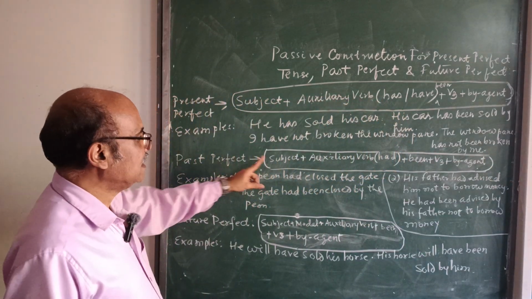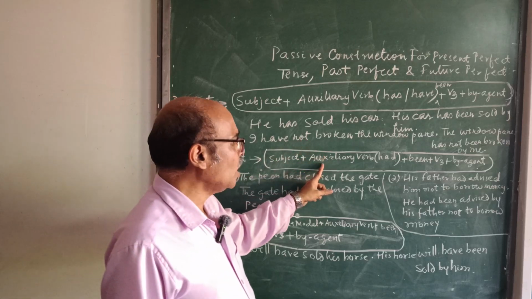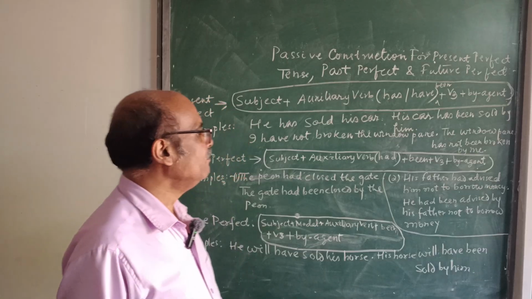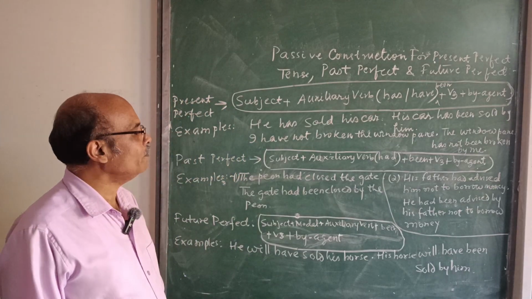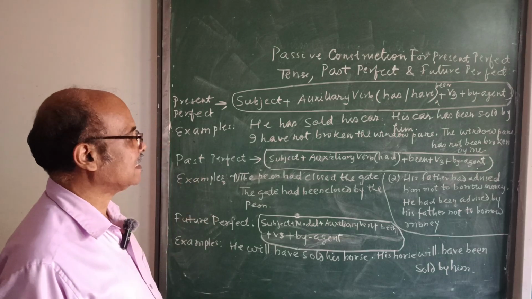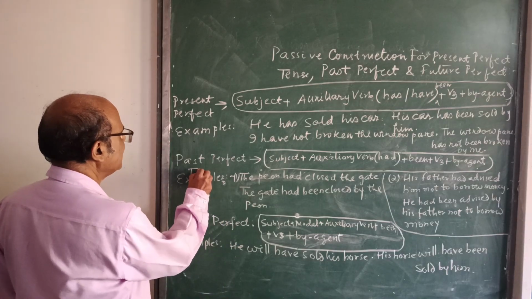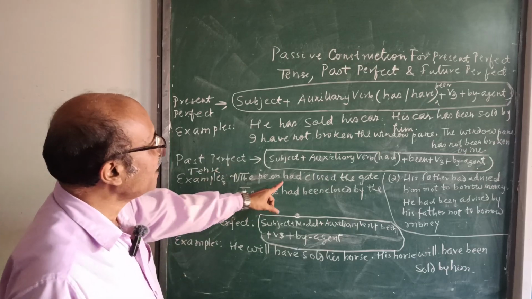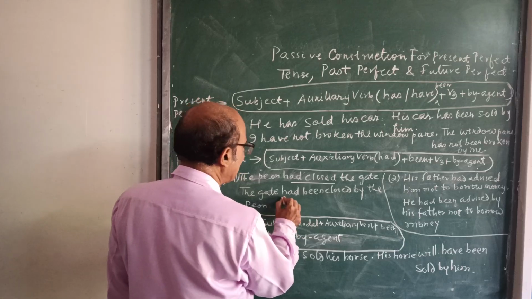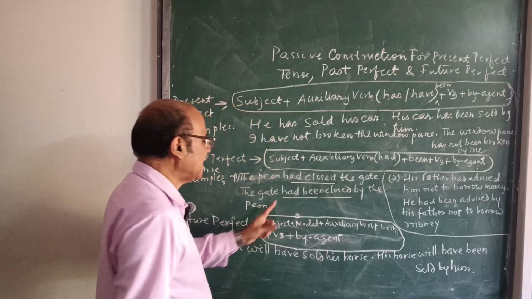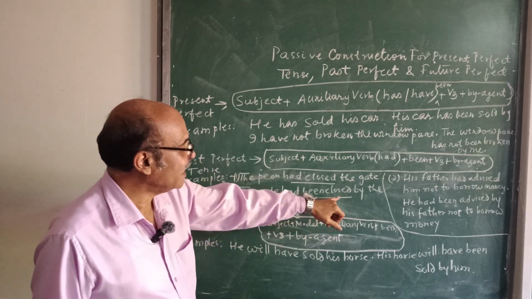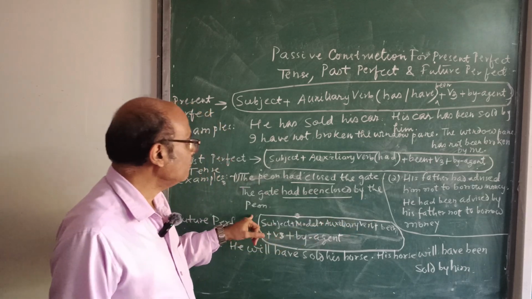Past perfect. Subject, auxiliary verb. Only had will be used with all the persons when you change it from active to passive voice when the sentence is in the past perfect tense. Okay, now see the example. The peon had closed the gate. The gate had been closed. Here had is used as an auxiliary verb. Been, then closed by the peon.